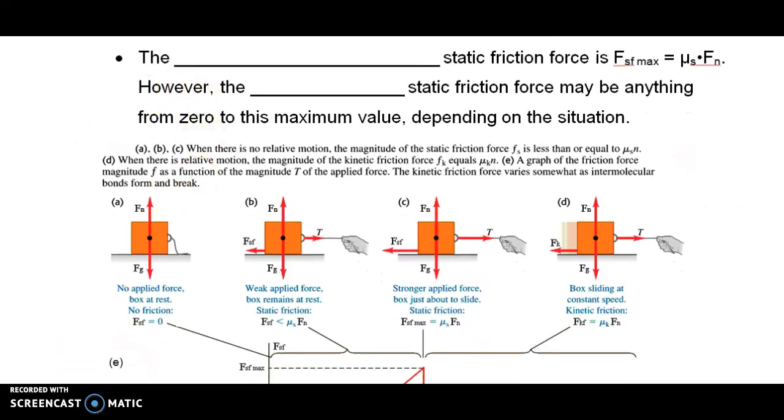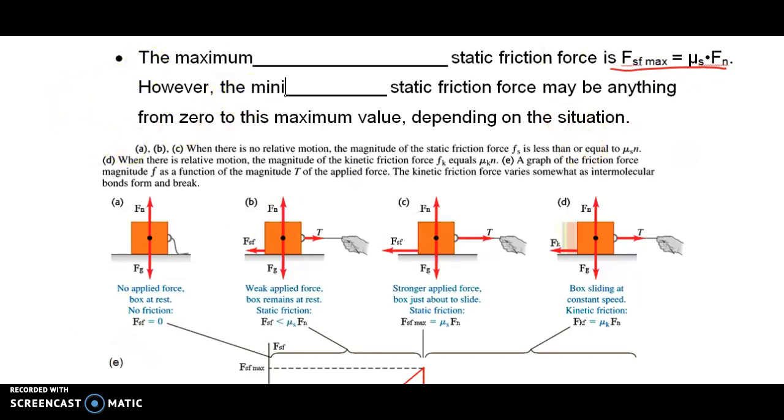So when we talk about static friction, the maximum static friction value is always going to be Fs is equal to mu times force normal. That's what it'll be as its maximum. The minimum static friction may be anything from 0 to the maximum value, depending on the situation.